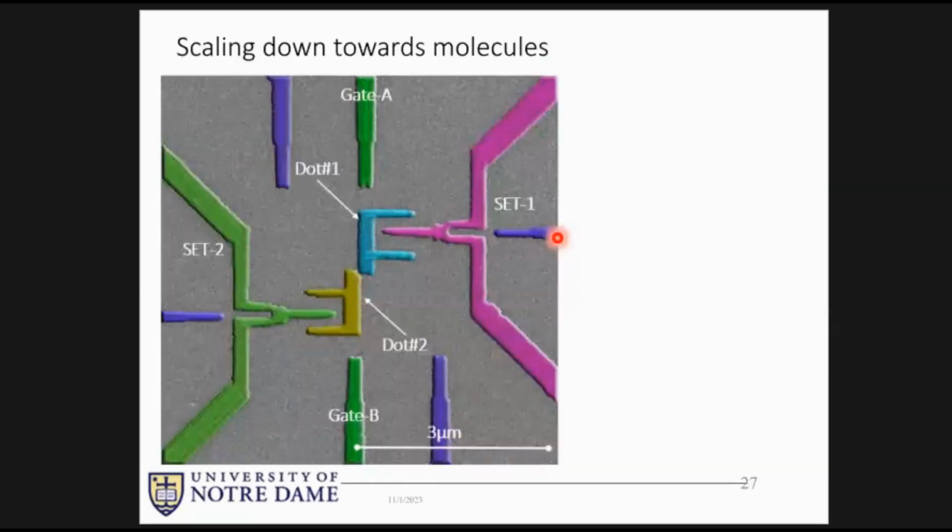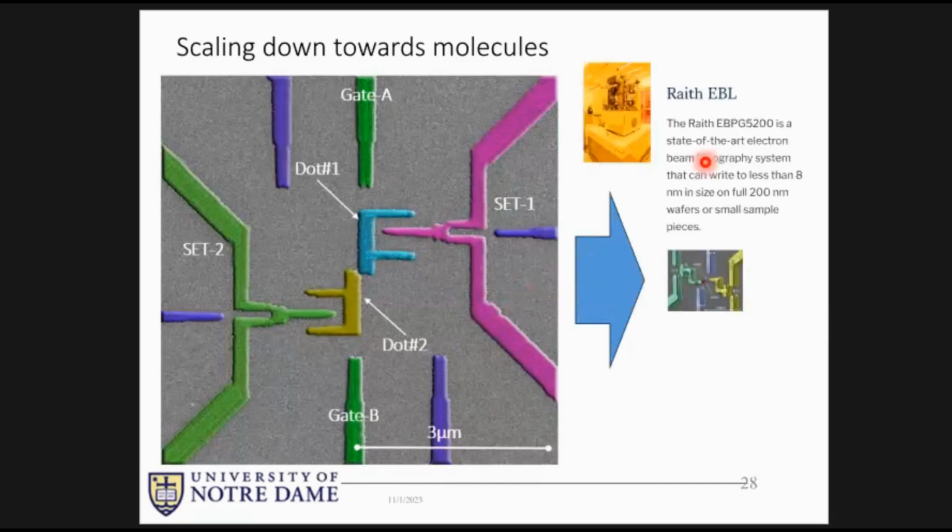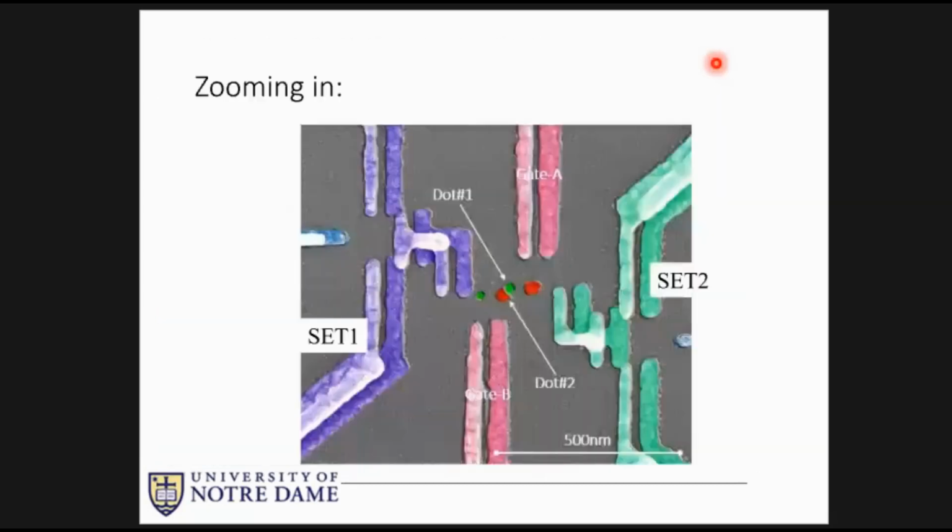Well, how can we scale it towards molecules? That's a good question, right? Since we have a very high-resolution e-beam lithography machine, we can scale it down. This is a fun slide because this is what we literally did. This is the same device, to scale. So we went down from a couple of microns down to tens of nanometers. Let's zoom in on that same device.